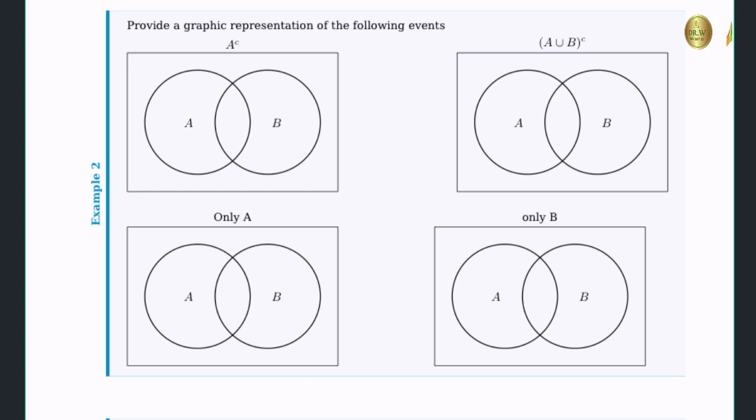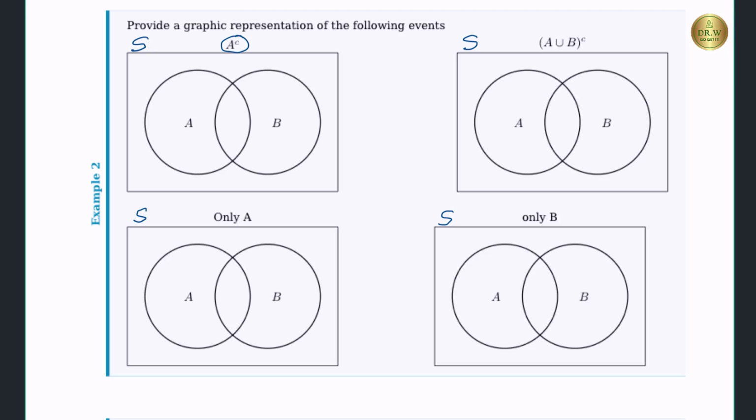Now let me explain example 2. Provide a graphical representation of the following events. As I mentioned before, the rectangle represents the sample space S. Okay, first one is A complement.